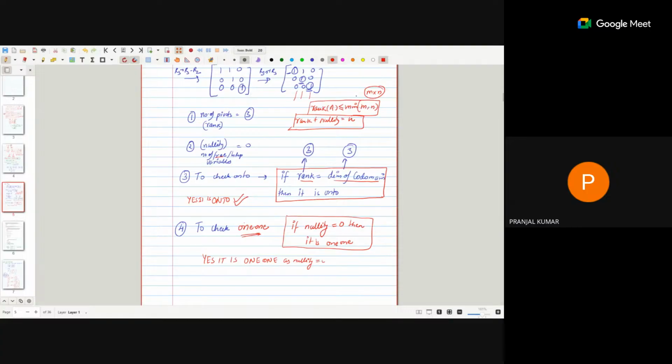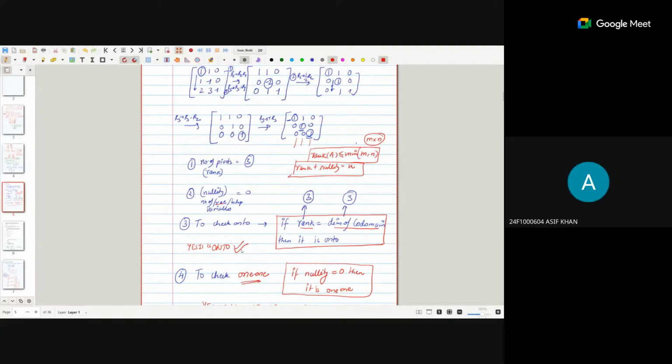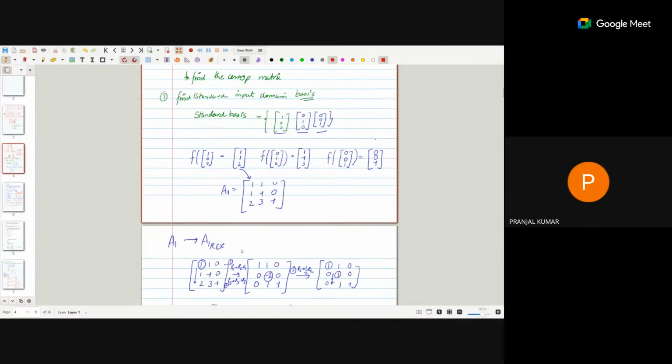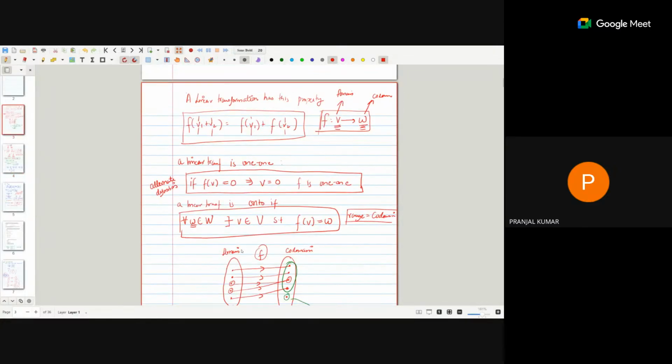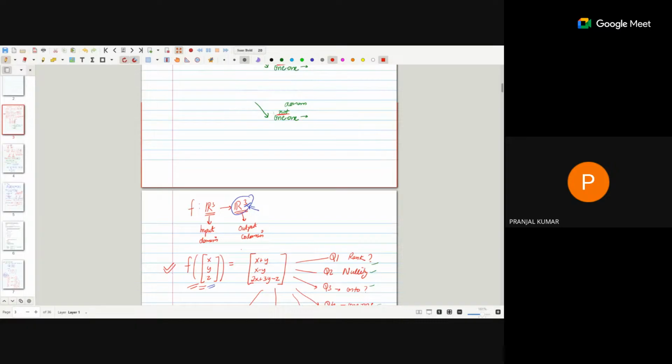If it's not 0, then what will it be, sir? Then it is not 1-1. So this alternate definition which was given in your lectures is the same thing, that is, this statement says that nullity should be 0 for a linear transformation to be 1-1. Are you getting this? So you just have to check whether nullity is 0 or not.